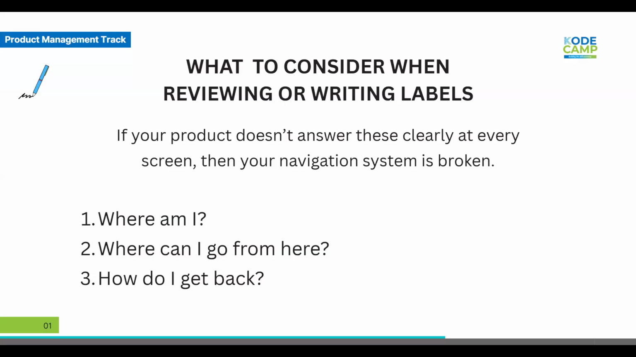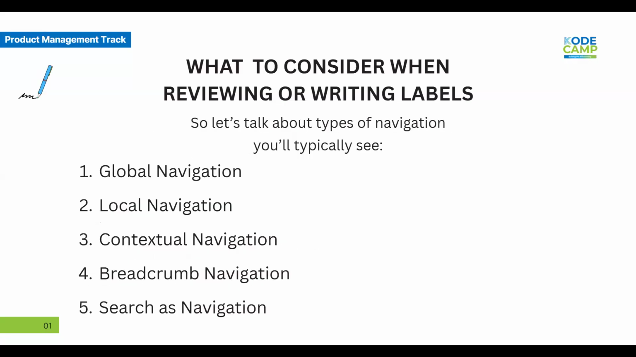So let's talk about the types of navigation that you typically see as a product manager. The first one, we have global navigation. This is your main menu, right? It's always present. Think of the bottom tab bar in most apps, right? Home, wallet, transactions, settings. These don't change, right? Screen to screen, they are still there, like anchors, right? They help users understand the main buckets of your product.